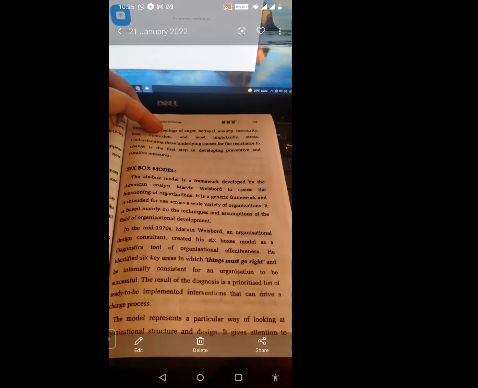Okay, Mehak. The model represents a particular way of looking at organizational structure and design. It gives attention to issues such as planning, incentives, and rewards, the role of support functions such as personnel, internal competitions among organizational units, standards for remuneration, partnership, hierarchies, and the delegations of authority, organizational control, accountability, and performance assessment.